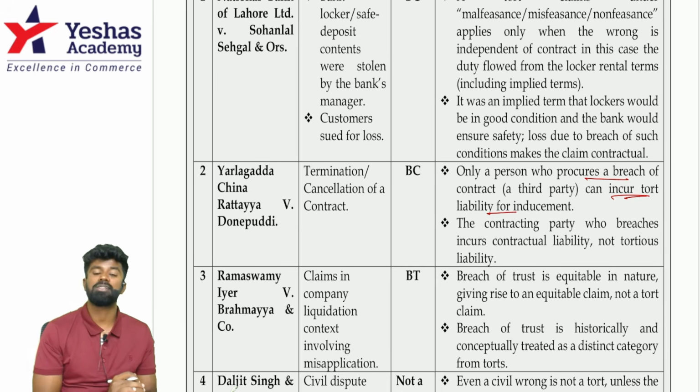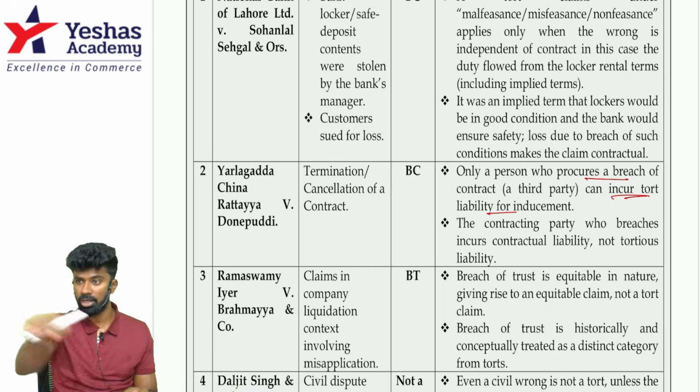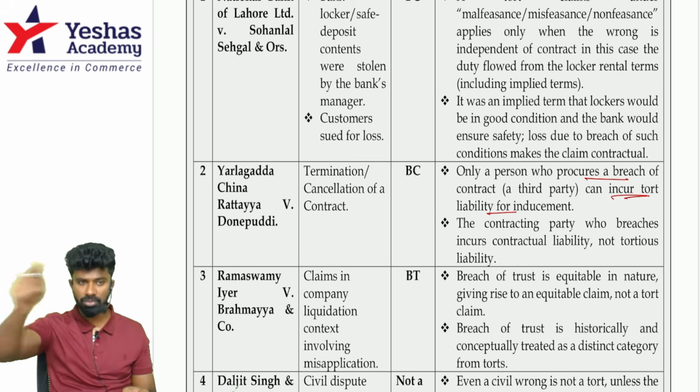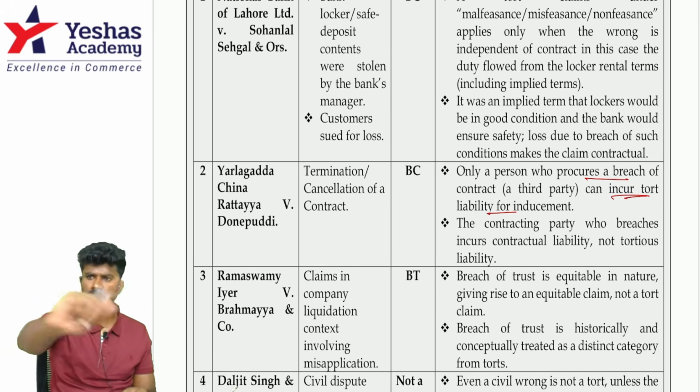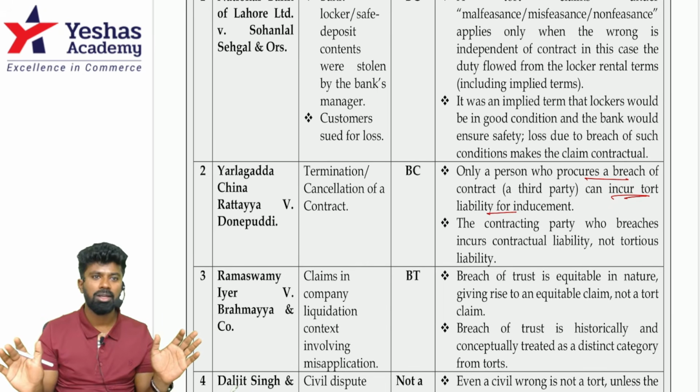The contracting party who breaches incurs what liability? Contractual liability. In our example, Priya is the one who breached the contract. Now she incurs the contractual liability and she incurs the tortious liability. This is out of contract and this is out of common law. Are you guys clear with this, everybody?